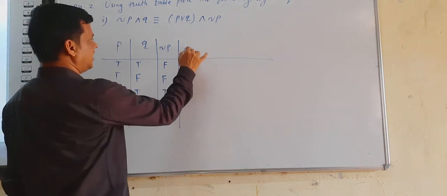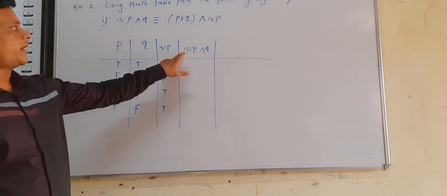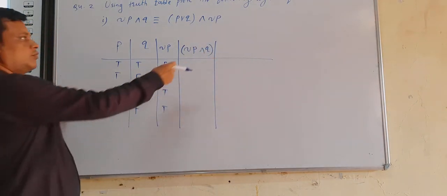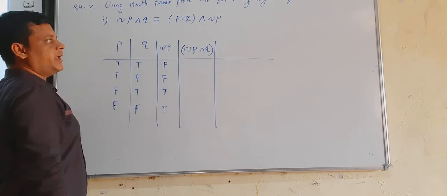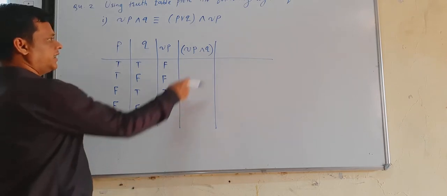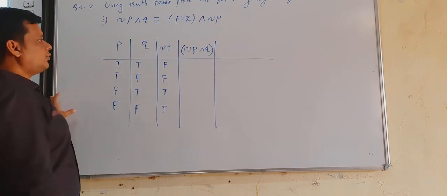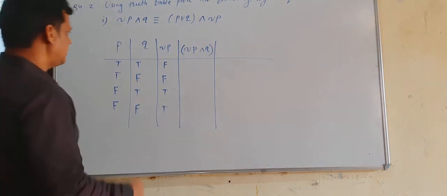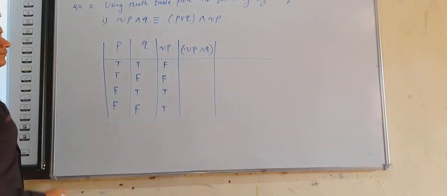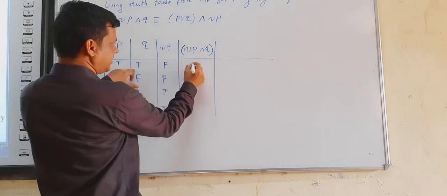Now the conjunction of negation P and Q. Here we have to prepare truth values for the conjunction of negation P and Q. So if both the statements are true, then its value is true. If both the statements are not true, then its value is false. By using the truth table for the conjunction, here both the entries are not true, therefore its result is false.